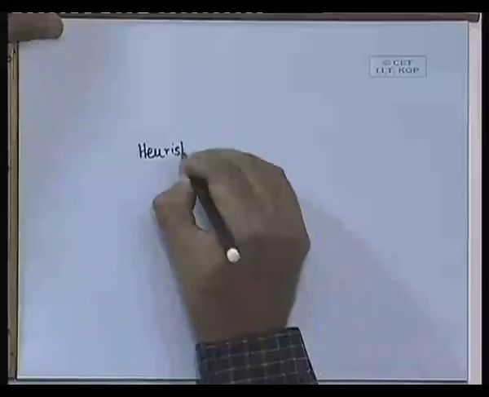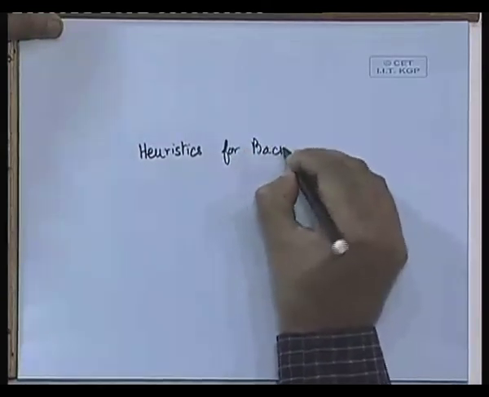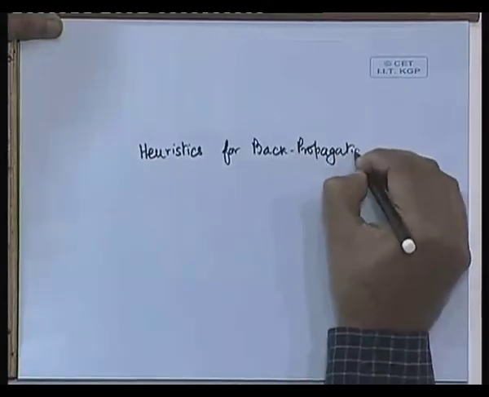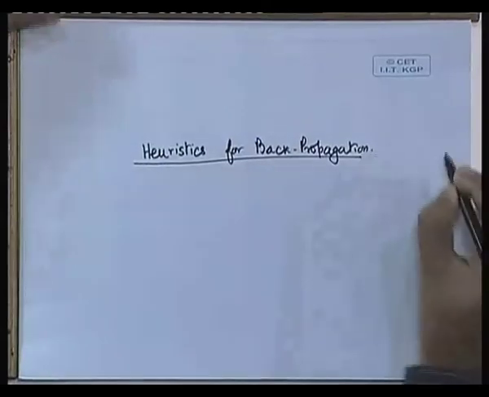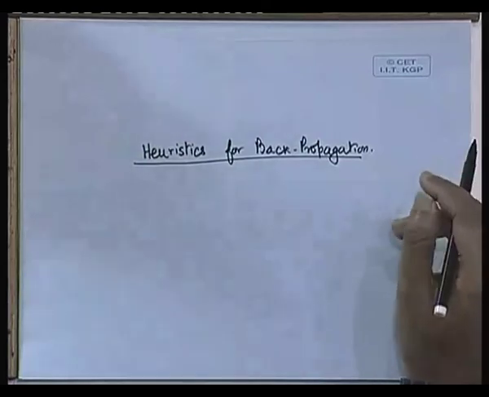The title of today's talk is Heuristics for Back-Propagation. We have gone through the back-propagation algorithm with sufficient details. We now know how to adjust the weights of the outer as well as the hidden layers, dependent upon the local induced field and the local gradients.